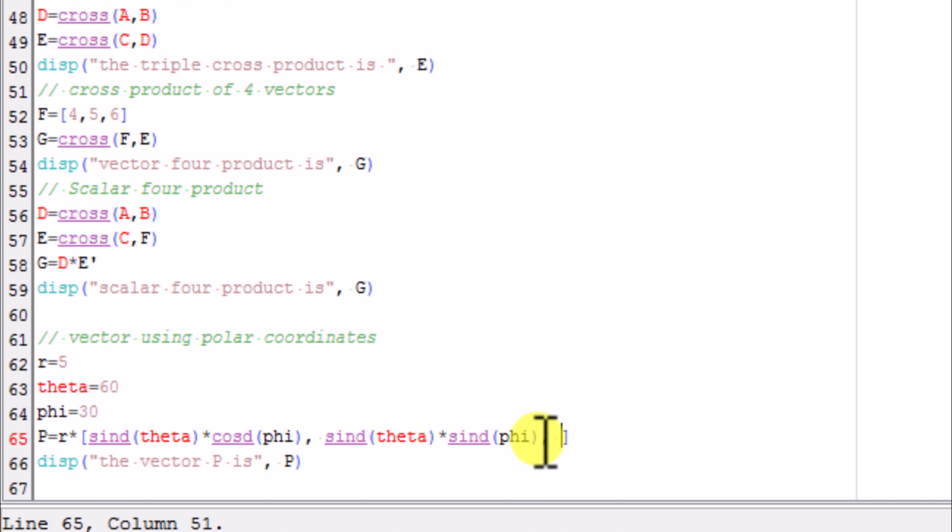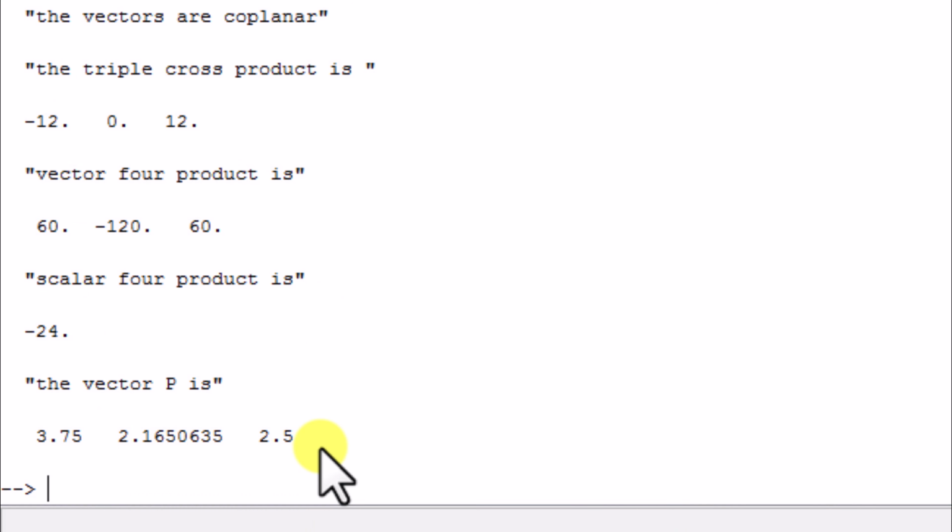So cosd of theta. So sin theta cos phi, sin theta sin phi, and then cos theta, and now this time we will get the three-dimensional vector. The components are 3.75, 2.16 and 2.5.